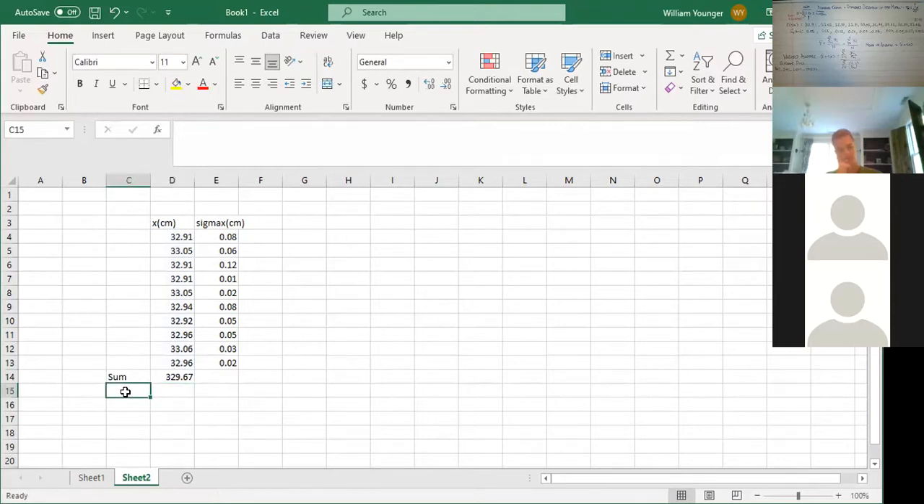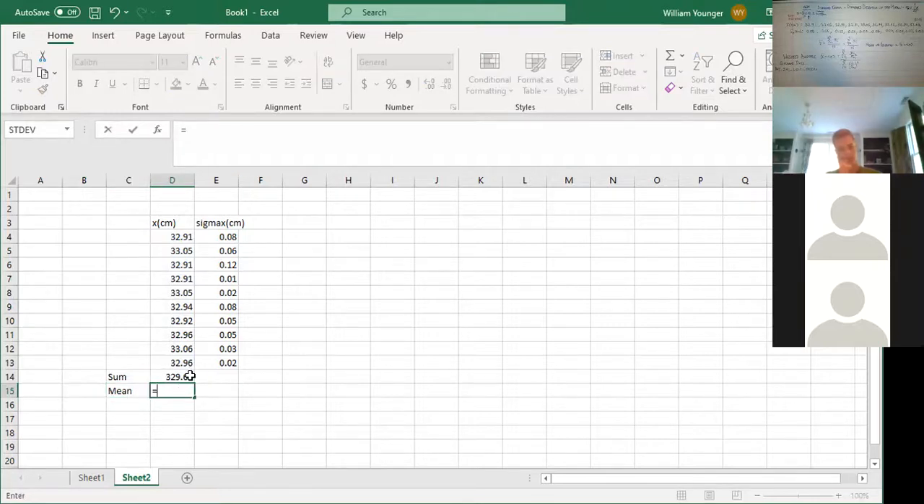Now I'll say the mean. And this is just a straight mean. This isn't the weighted mean. So I'm going to say this is equal to the sum divided by 10, because I know there's 10 trials. So 32.967 is the mean. But that's just the plain mean. That has nothing to do with the actual weighted mean.